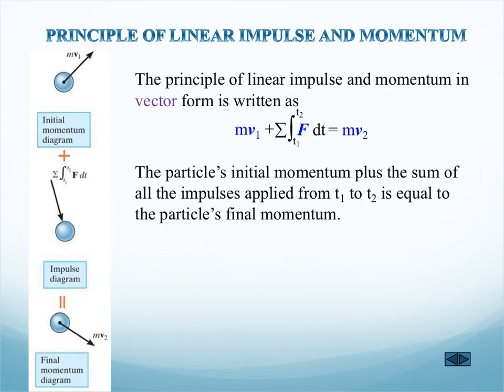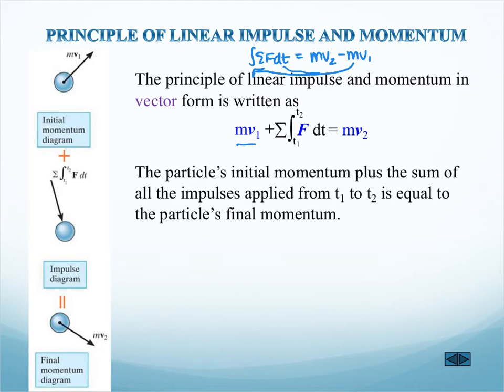One of the ways that we can rewrite the impulse-momentum relationship, which might be nice to think about conceptually, is instead of writing it as we did here, where we're looking at just the impulse equal to the change in momentum, we can rearrange it.